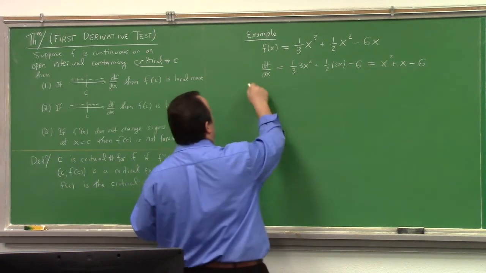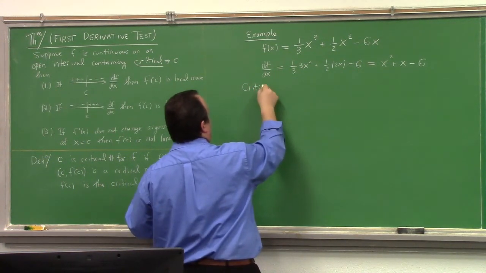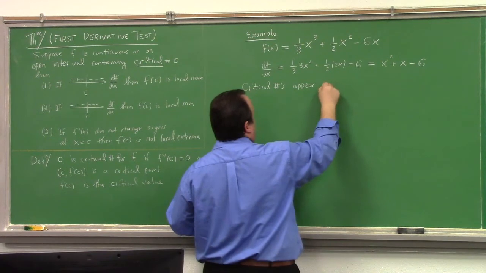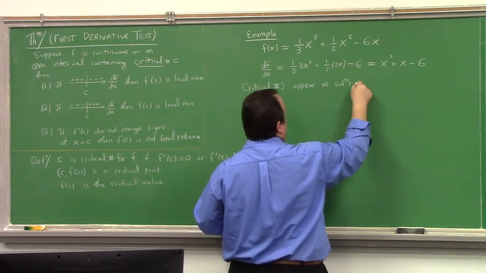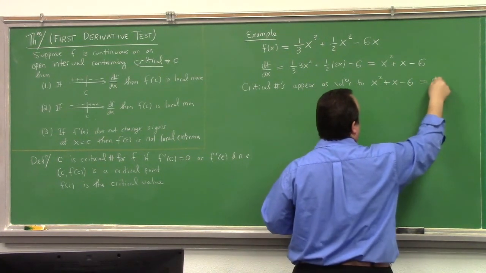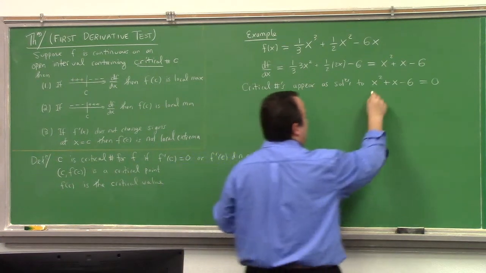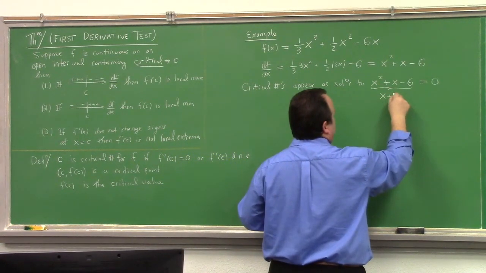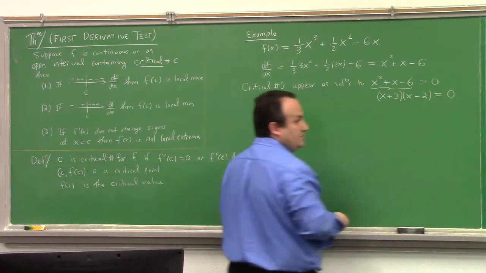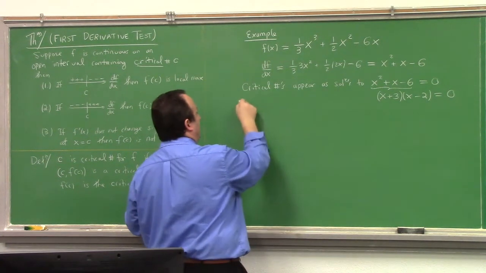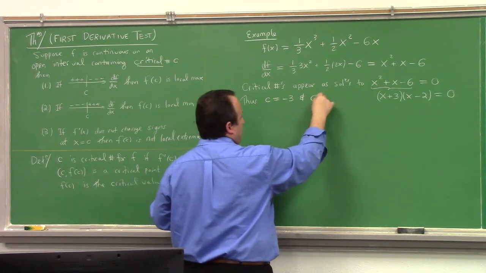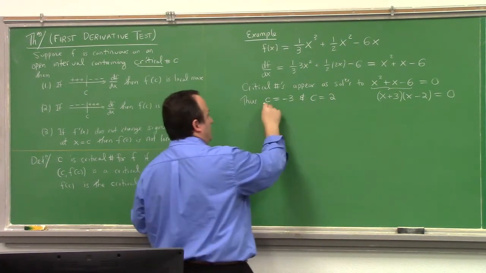So to find critical numbers, we just need to look for where the derivative is 0. So critical numbers appear as solutions to x squared plus x minus 6 equal to 0. But this is what? This is x plus 3 times x minus 2 equal to 0. Thus, c equals minus 3 and c equals 2. Those are our only critical numbers.